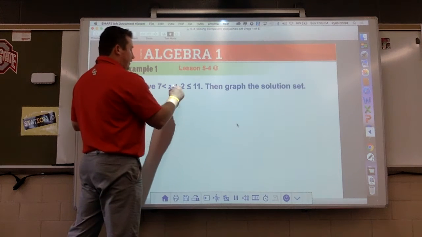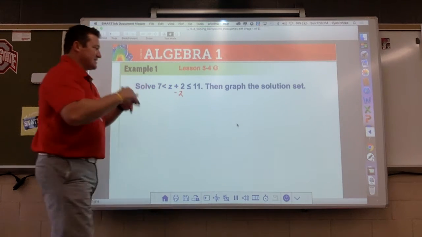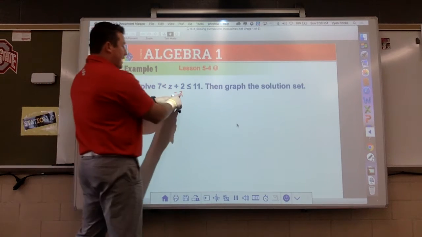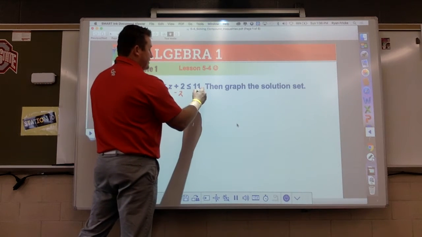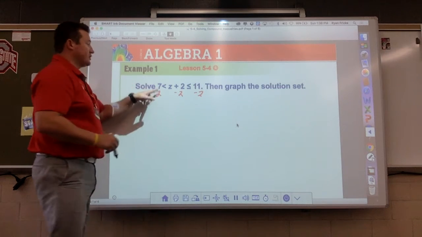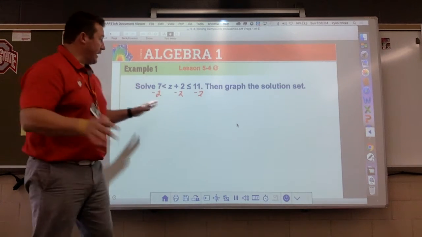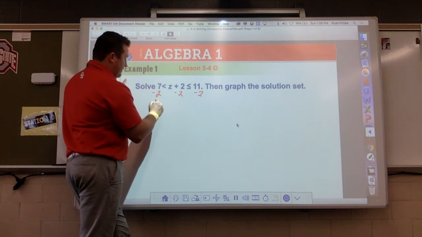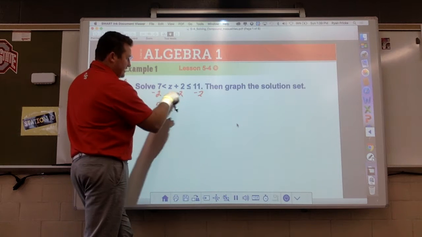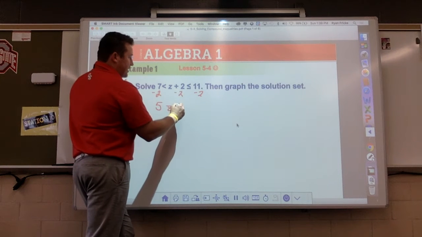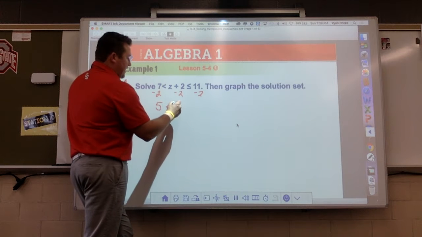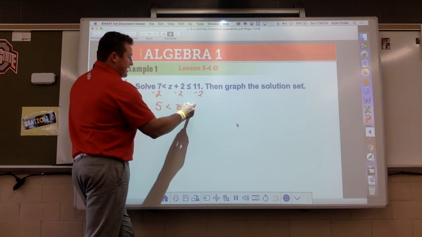Okay? However, if I'm going to subtract 2, because it's got two parts to it, we have to subtract it two times. So the first time I subtract 2, I'm going to subtract it over here with this 11. At the same time, I'm also going to subtract 2 from this 7. When I do that, watch this, guys. 7 minus 2, that's 5. Here's my z. The 2 went away because I subtracted it from both sides. Okay, hold on. Somebody didn't write inequality here. 5 less than z, less than or equal to 9.